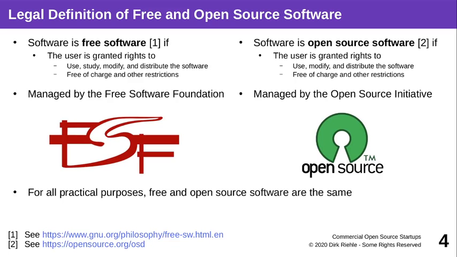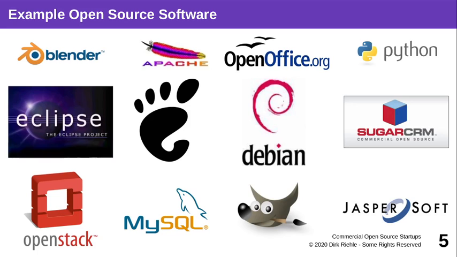Free software and open source software for all practical purposes are the same. The host or definer of free software is the Free Software Foundation, and of open source software is the Open Source Initiative. And we often just merge these terms and talk about FOSS, or free and open source software, though I in general just talk about open source as the general term.